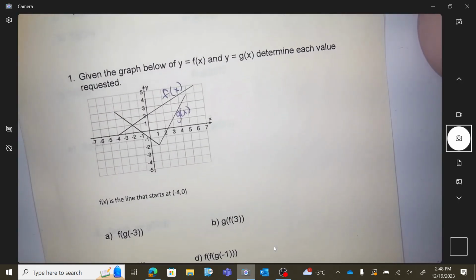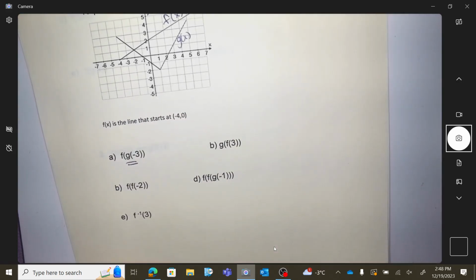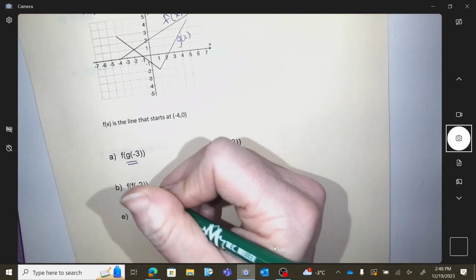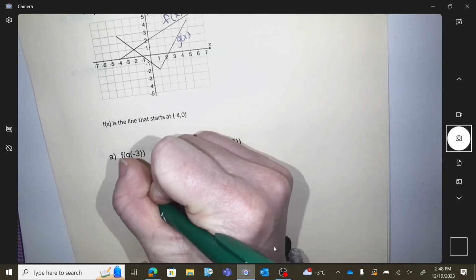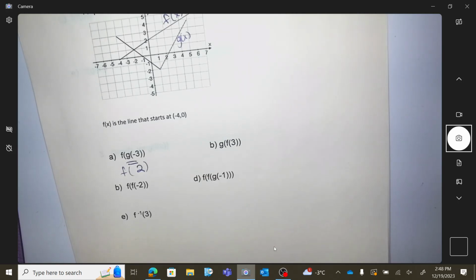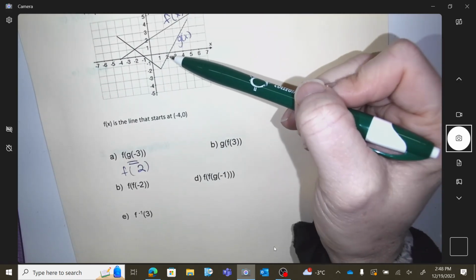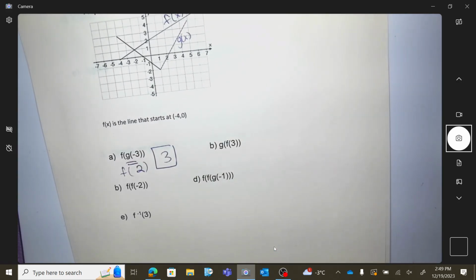Okay, number 1. What is the g of -3? So go on to the v shape, get to -3. What's the height? 2? So now the question will be, what's the f of 2? So now go to the line, get over to the x of 2, and what's the height? 3.